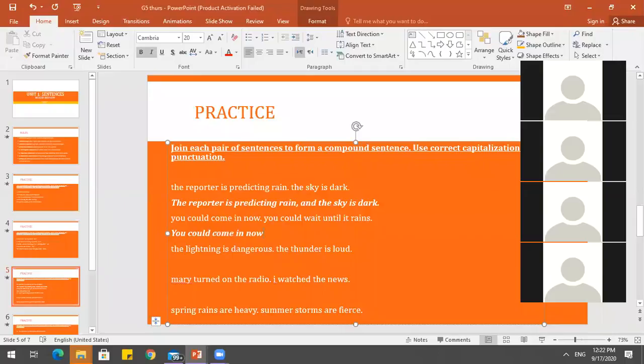Or. Which one do you think is the best conjunction? Comma or. All right. Comma or, you could wait until it rains. Why did we choose or? Because he or she is giving us a choice, right? You could come in now or you could wait until it rains. Okay, so we are given the choice. Thank you, Yassine. Tito, number 3.